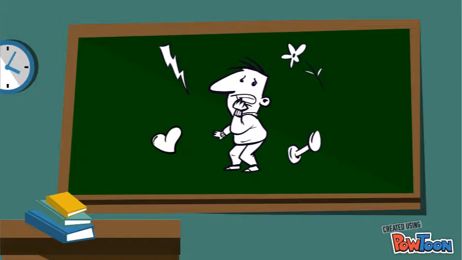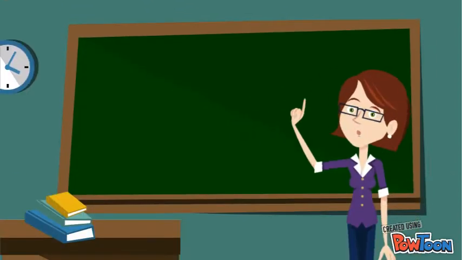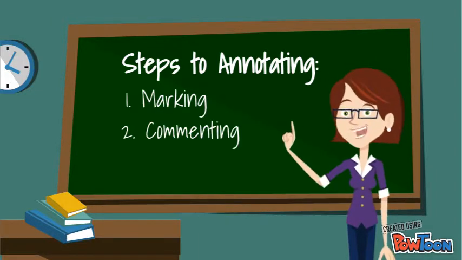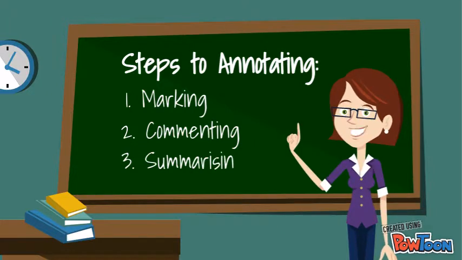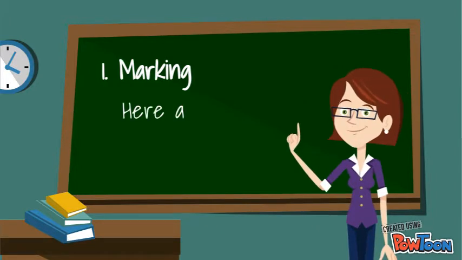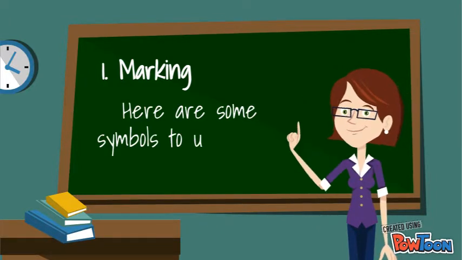So how can we teach students to annotate? There are 3 steps to teach annotation: marking, commenting, and summarizing. Let's get into these steps in a bit more detail. Step 1. Marking. Here are some examples of symbols that you can teach your students to use when annotating.